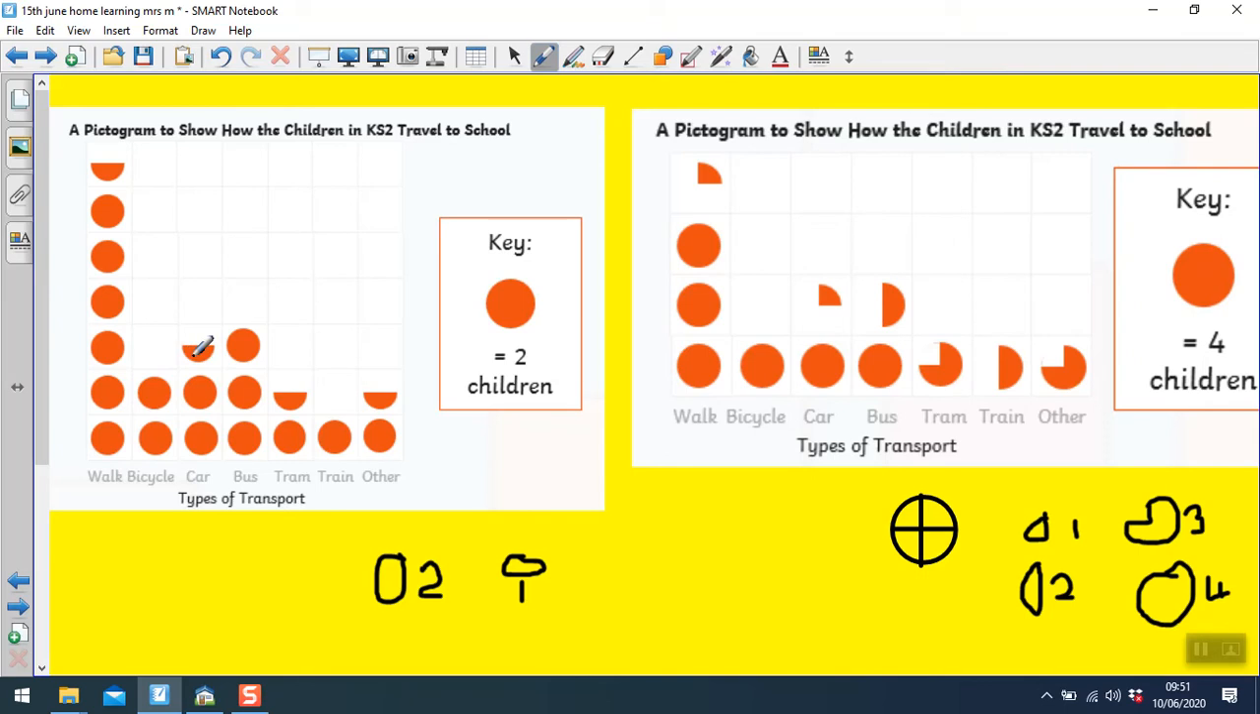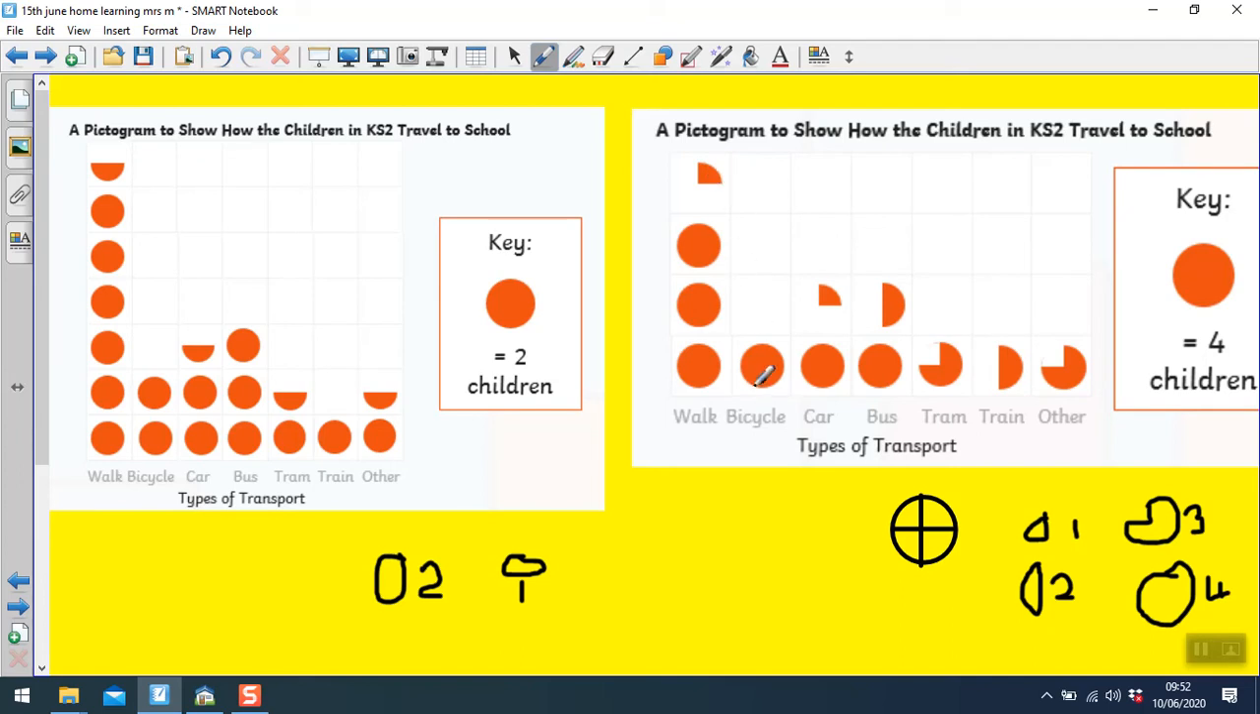How many children went to school by tram? So 2 plus 1, so 3 children went to school by tram. Let's now have a look at this pictogram. How many children walked on this pictogram? So this is 4, so it's 4, 8, 12, and this represents 1, it's a quarter of the circle. So it's 13 children walked.